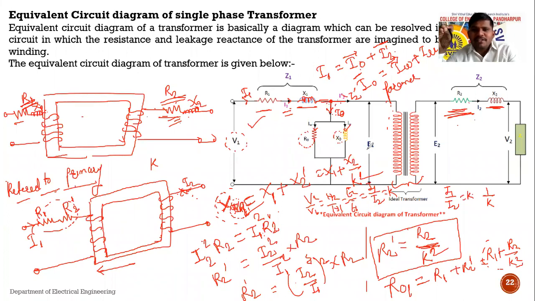To make the calculation simple, we refer to any one of the sides, either primary or secondary. While considering referred to primary, the secondary value can be transferred into primary, right? While considering referred to secondary, what can we do? What do we do?